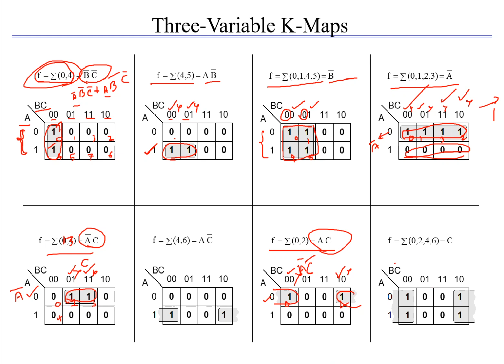And in the same way, if you come back to the next function, f is equal to summation of 0, 2, 4, 6. See here, I am writing it as 0, 4.